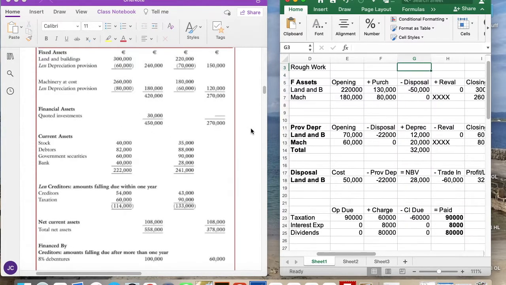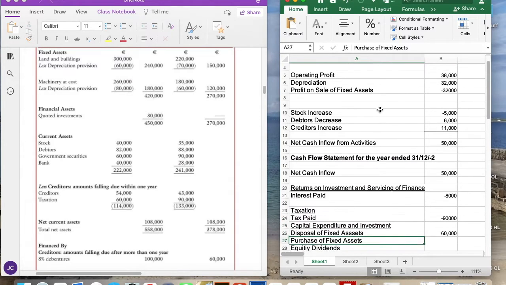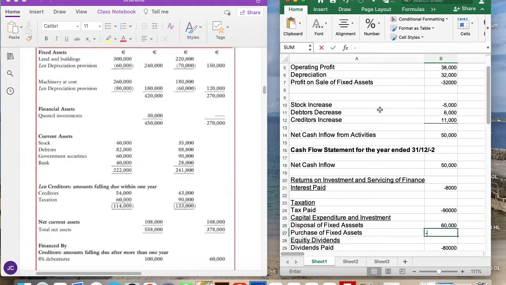So we purchased land and buildings for 130 and we purchased machines for 80. Okay, so that's 210 spent buying fixed assets. So 210 grand, and that's going to be a minus.